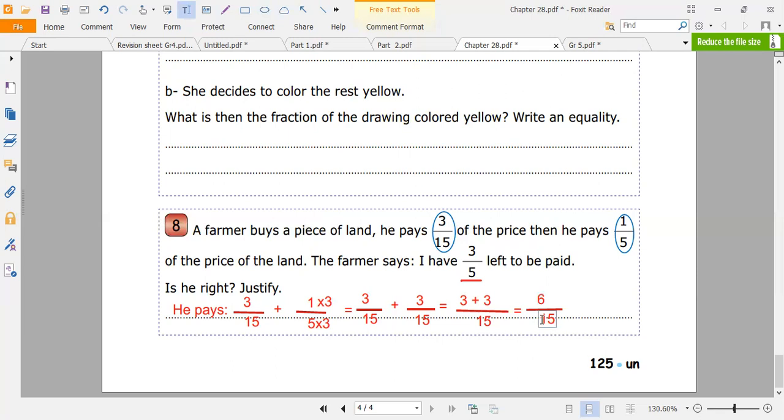Now to know how much he has left to be paid, we want to subtract 6/15 from the whole price. So the whole price represents what? It represents 1. So he has left to be paid 1 minus 6/15.